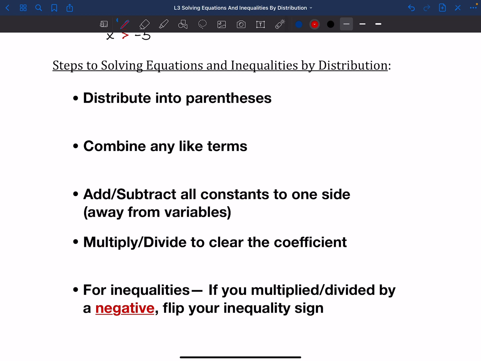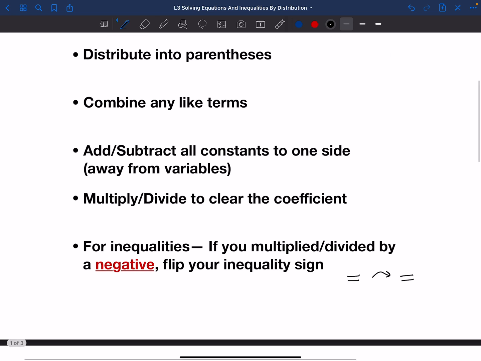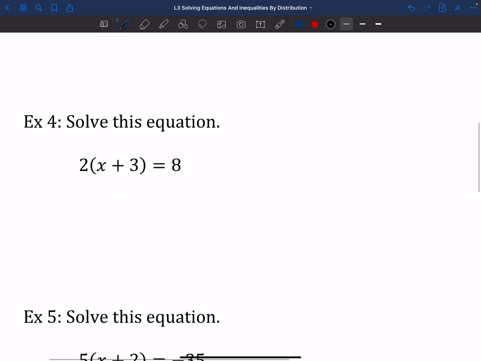And then that last step that we just talked about, for inequalities: if you multiply or divide by a negative number, you got to flip your inequality sign. And that's just for inequalities. If you have an equal sign, it doesn't matter. I suppose you could flip your equal sign, but if you flip your equal sign, you're going from something like this and you flip it the other way, it still looks the same, so it really doesn't matter either way, okay?